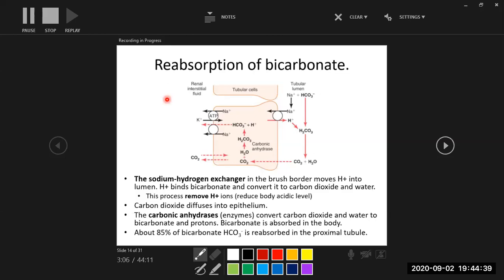Several things. One is that to get one bicarbonate, we have to secrete one hydrogen. And the next thing is that the enzyme to convert CO2 to H2CO3 is carbonic anhydrase. So that's how we reabsorb our bicarbonate.